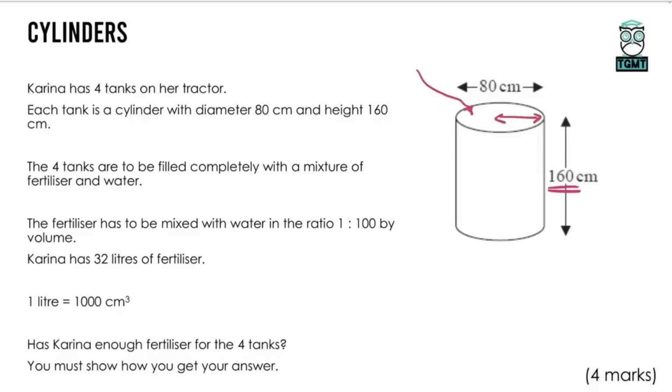The radius is half of the diameter, so that's going to be 40 centimetres. And then we're going to use our formula, pi r squared. Once we've done that, we'll times it by the height, and that's the volume of the cylinder. So if we work that out, that's going to be pi times 40 squared, and we can either type that in and then times by 160, or we can just times by 160 straight away.